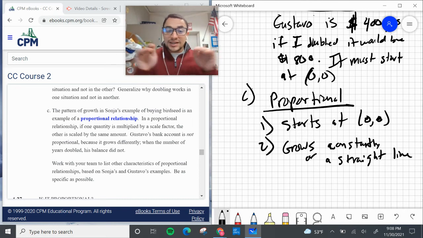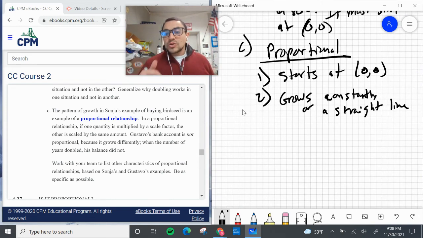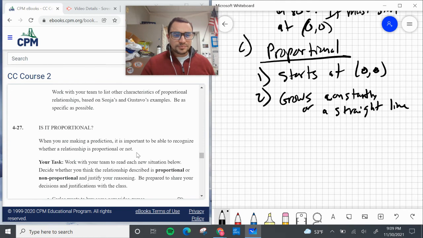If it's not a straight line, it's not proportional. Period. Or whatever they say nowadays. I don't know what they say. I hope you got a chuckle out of that. So it grows at a constant rate, has to be a straight line, has to start at 0, 0. And that's pretty much it. If it's not straight, if it doesn't start at 0, 0, not proportional. Keep it very, very simple for you.